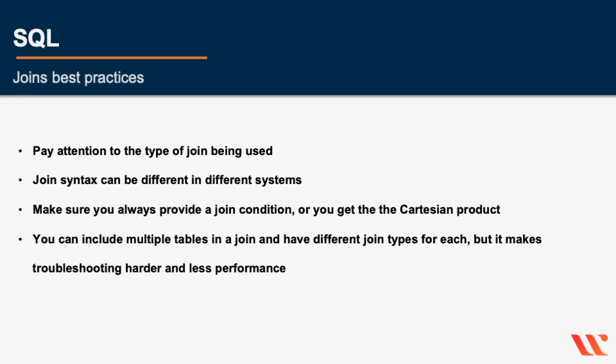When you're using joins, you have to pay attention to what type of join you're using, the join syntax, because that can be different in different systems. You want to make sure that you're providing a join condition, or you'll just get the Cartesian product, as you saw. You can also include multiple joins and join 3 or 4 tables in the same go, but that just makes the query complicated and a lot harder to troubleshoot.